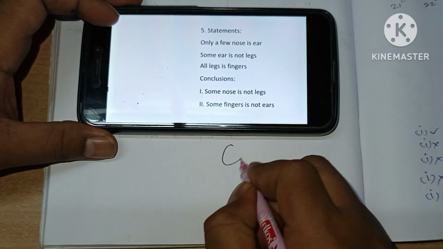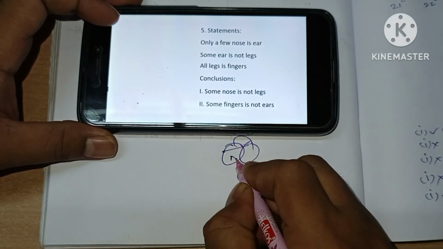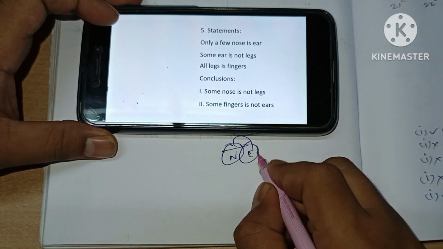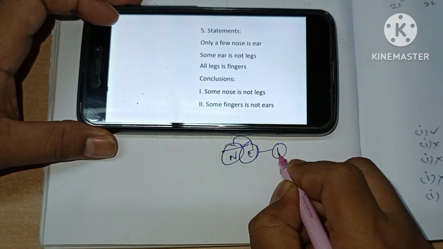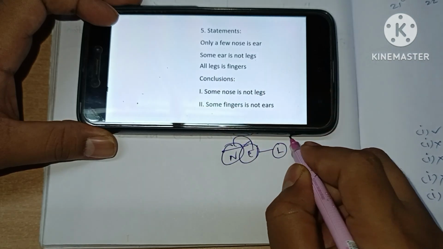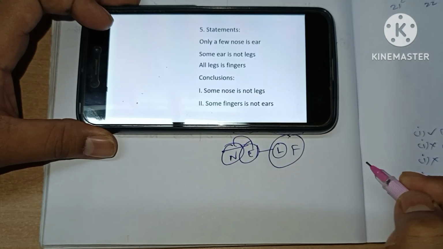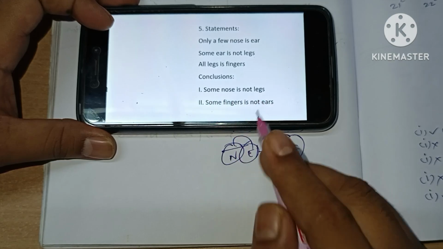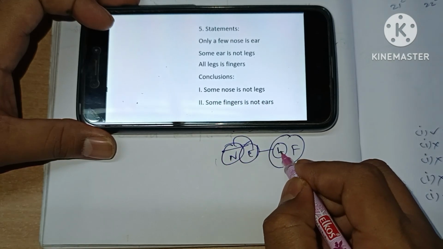Next, fifth question. Only a few nose is ear. Some ear is not legs. All legs is finger. Let's see conclusions. Some nose is not legs. We check all nose can be legs. All nose inside legs. Is it possible?